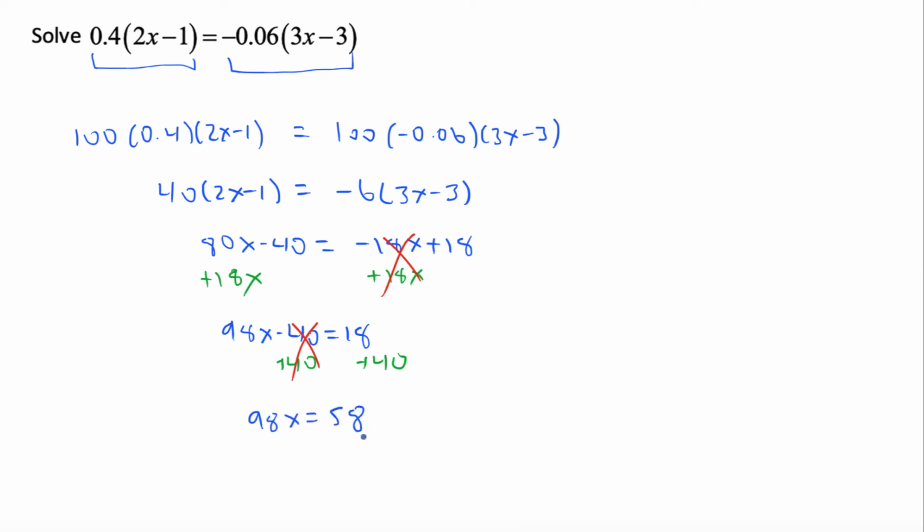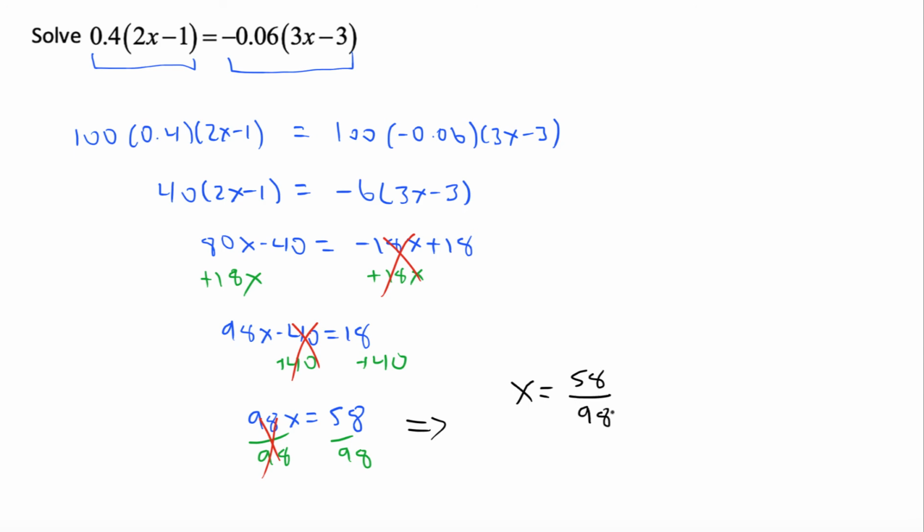So what is going to be the last step here then? The last step, remember, we want to solve for x. So let's divide both sides by 98. What's going to happen here on the left side? Well, 98 divided by 98 is just equal to 1. So we are left with the x, which is good. We want the x by itself, so we get x is equal to 58 over 98.